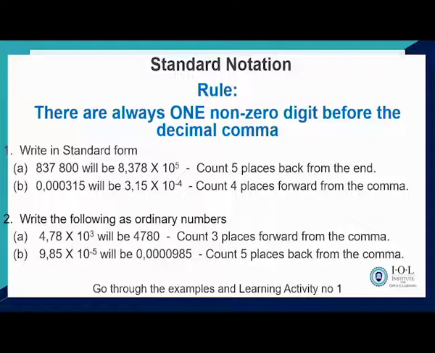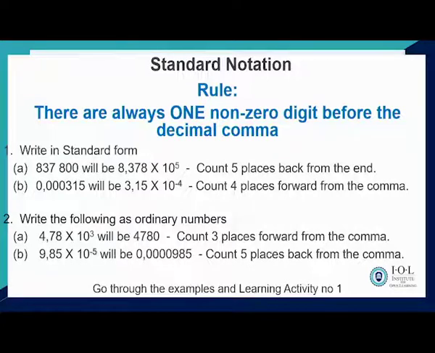You have to know, when I times with 10, my comma moves to the right 1 place. Times 100, the comma moves to the right 2 places. And when I divide, it moves to the left. So if I give you a number like 837,800, now standard form, there's only 1 digit in front of the decimal place or decimal comma.